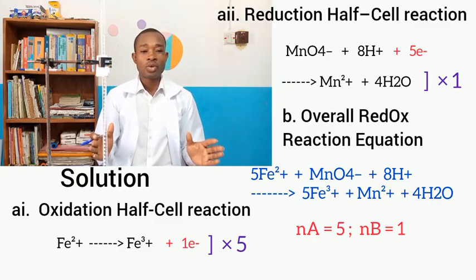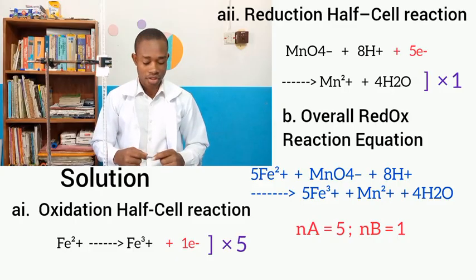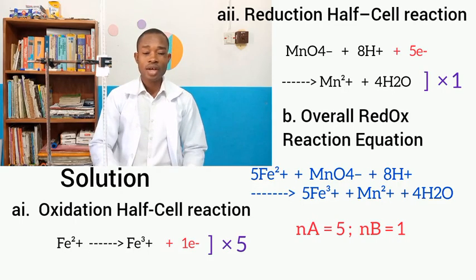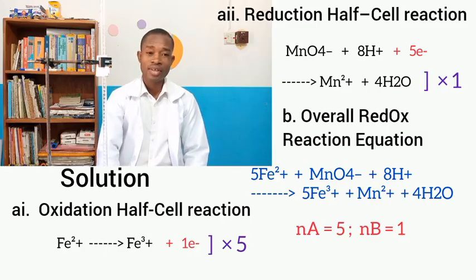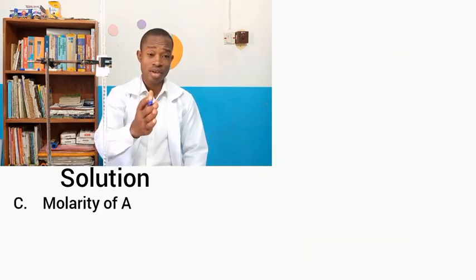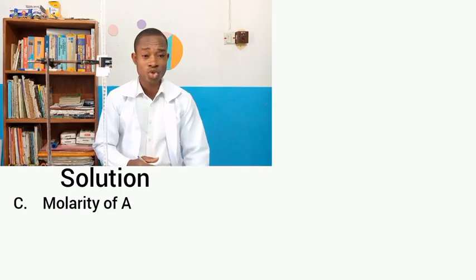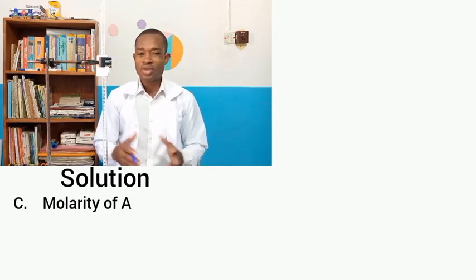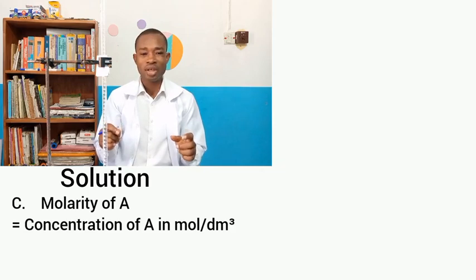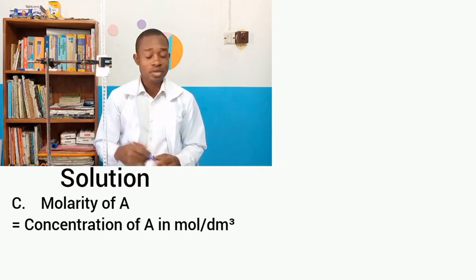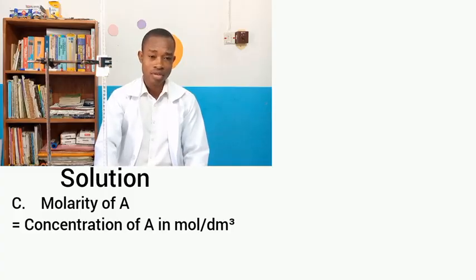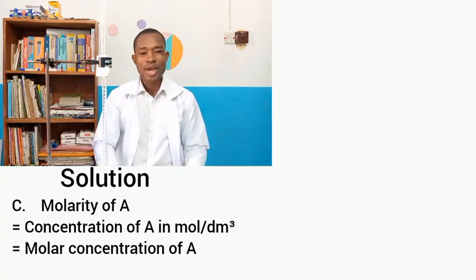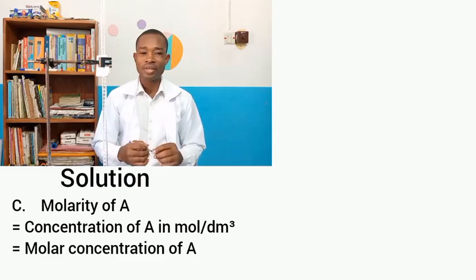Now, let us move on to question C of this titration experiment. We are asked to calculate the molarity of solution A. Remember, A is our ammonium iron(II) sulfate. Molarity of A. Molarity is the same as the concentration of that species in mole per dm cube. It is also the same as the molar concentration. So we are calculating the molarity of A.